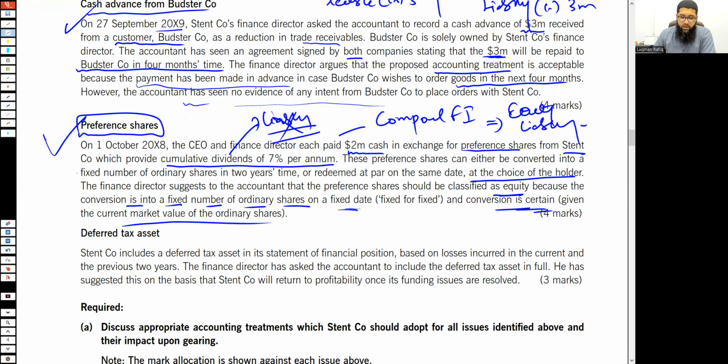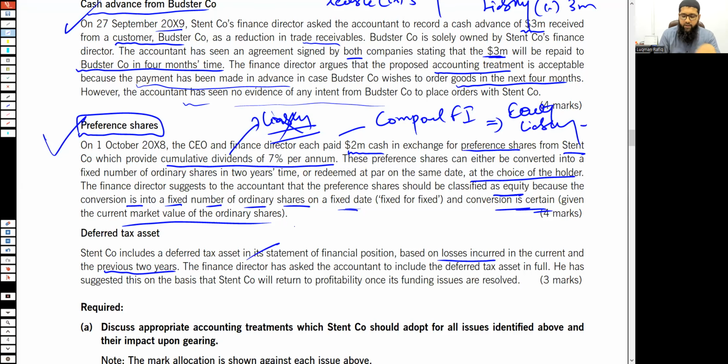Deferred tax asset: the company includes a deferred tax asset in the statement of financial position based on losses incurred in the current and the previous 2 years. The finance director has asked the accountant to include the deferred tax asset in full, on the basis that the entity will return to profitability once its funding issues are resolved.